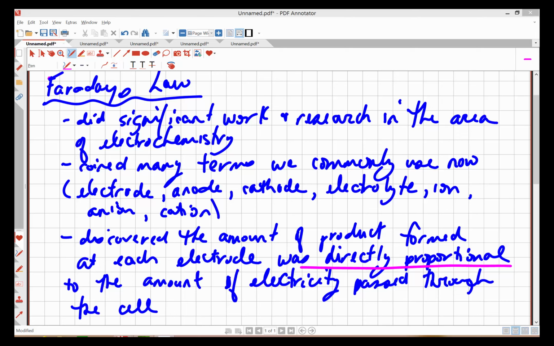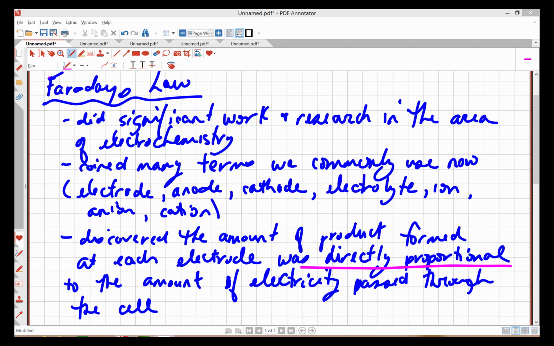So Faraday's Law. I want you to know Faraday is someone that did a lot of work in electrochem, right? He did a lot of work, research, and experimentation in here. A lot of the terms that we use are because of him, right? He coined the terms like anode, electrode, cathode. I listed a bunch of terms that he's responsible for.